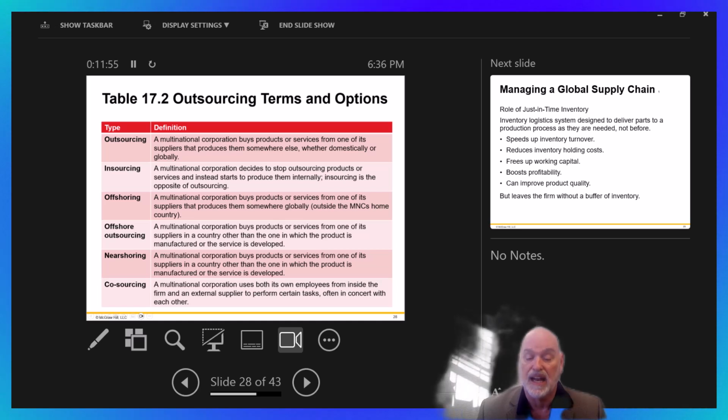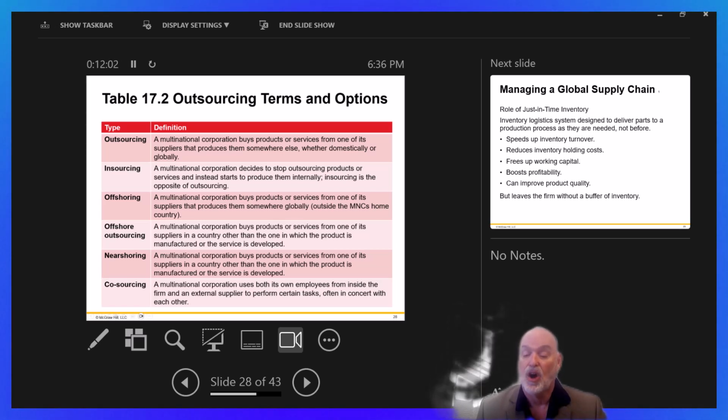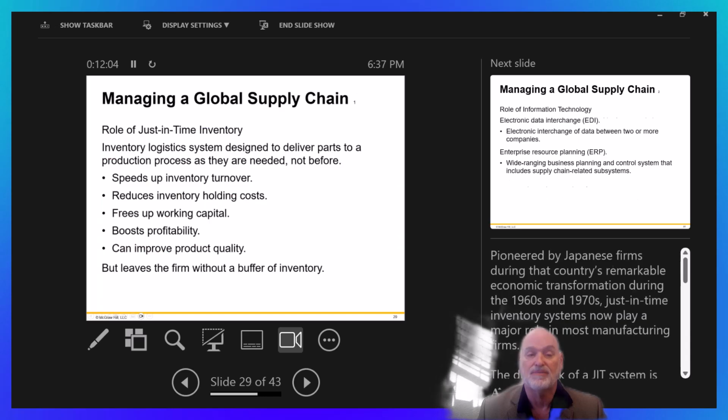Co-sourcing: a multinational corporation uses both its own employees from inside the firm and an external supplier to perform certain tasks, often in concert with each other.